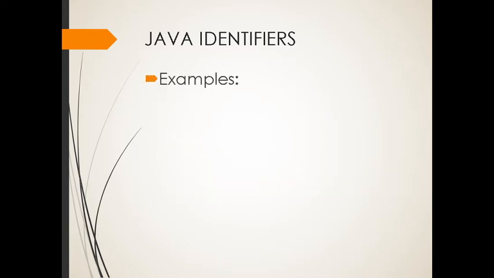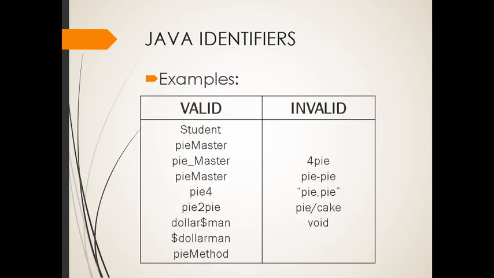There you go. We have an example here. These are valid identifiers: Student, PiMaster, Pi_Master, PiMaster4, Pi2, Pi2Pi, $man, a$, then $man, then PiMethod. And these identifiers are all invalid.